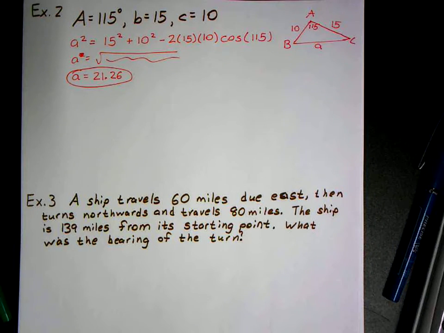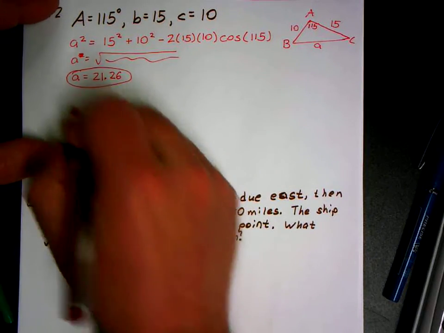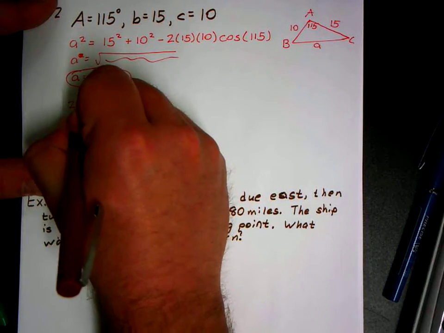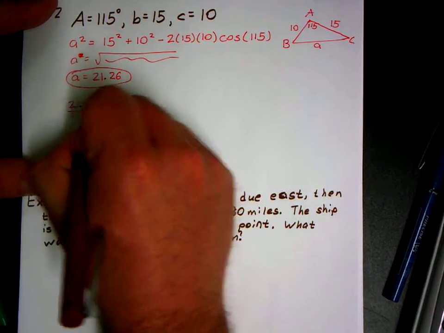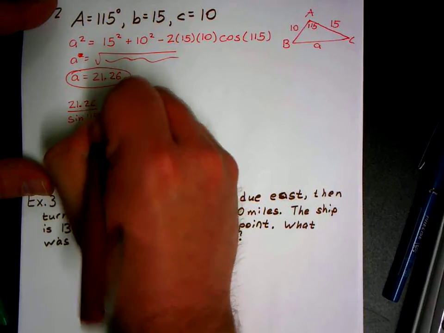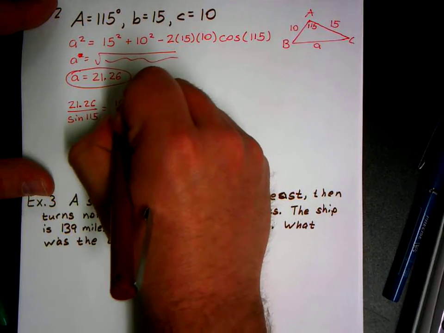Now, once I have that side, I have options. I can use law of cosines to find angle B or angle C, or I could use law of sines at this point. Since I know that, I could set up law of sines: 21.26 over sine of 115 equals 10 over sine of C.